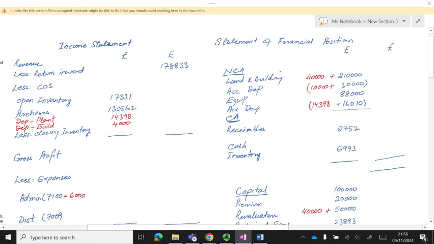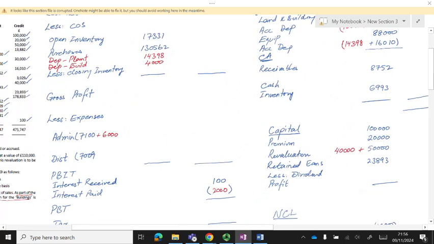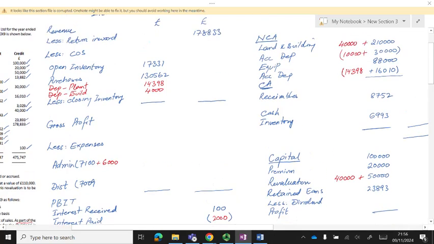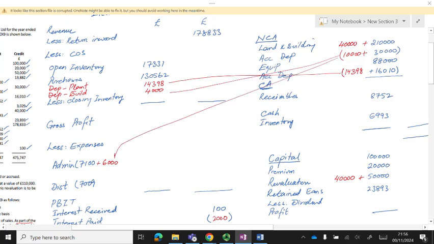So you can see that the depreciation has been included in the accumulated depreciation figures, and they have been recorded in the income statement in the cost of sales and the administration expense. You can see 14,000 has been recorded here, and this 10,000 has been recorded over here.